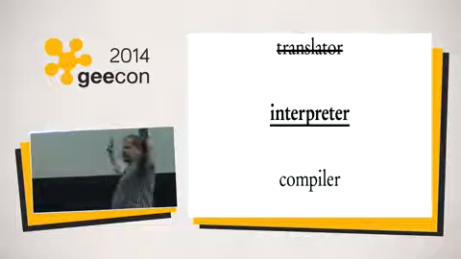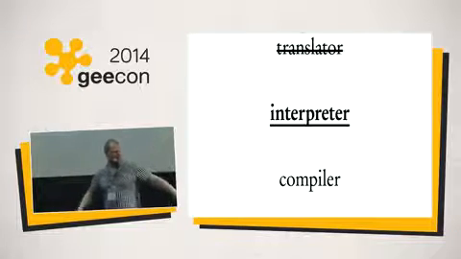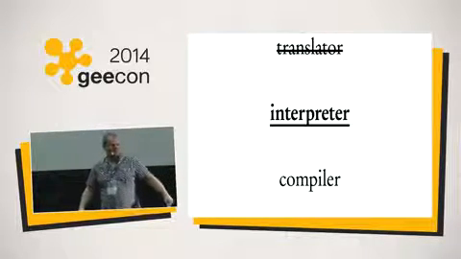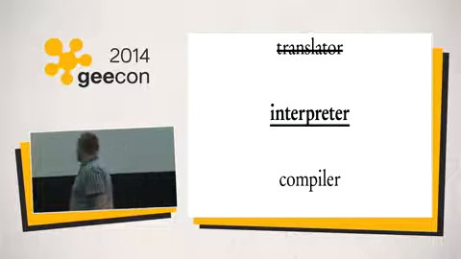Okay, we have a tree. Let's build an interpreter. How are we with time? Okay, I can slow down.